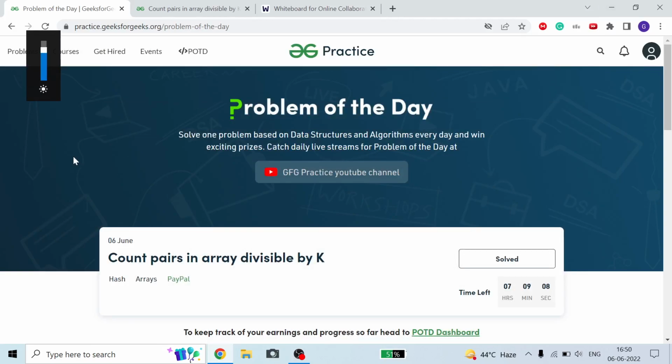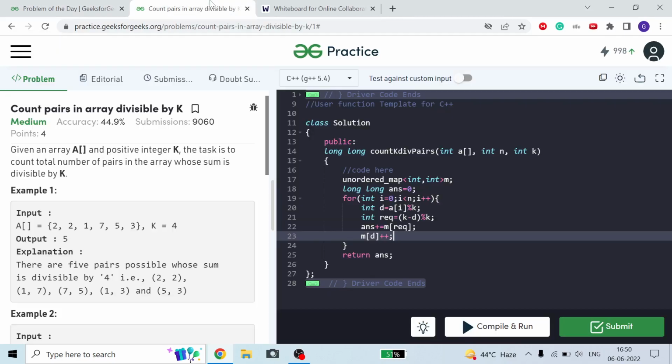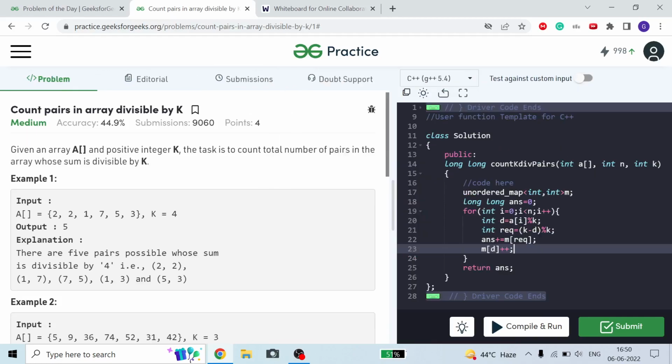Today we are going to discuss the count pairs in array divisible by k problem of GFG. So let's move on to the problem.